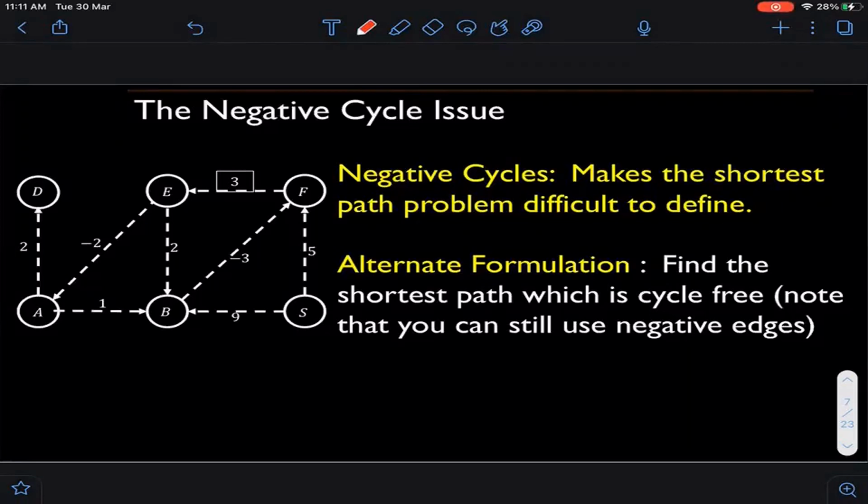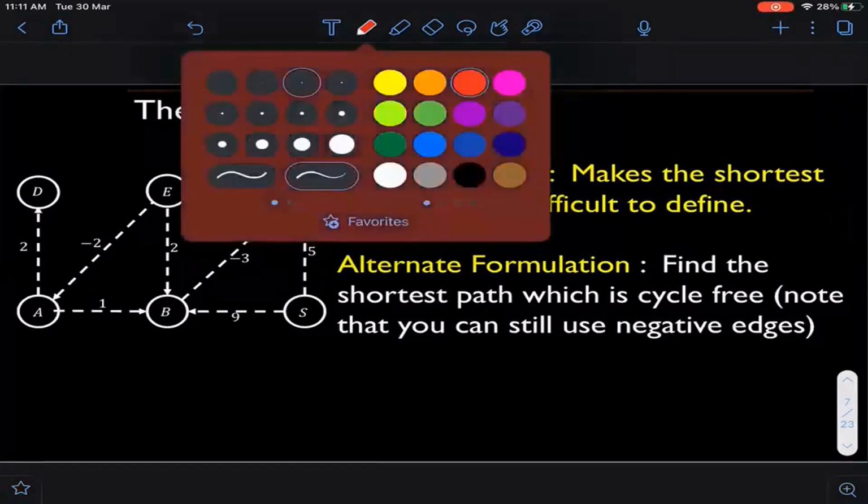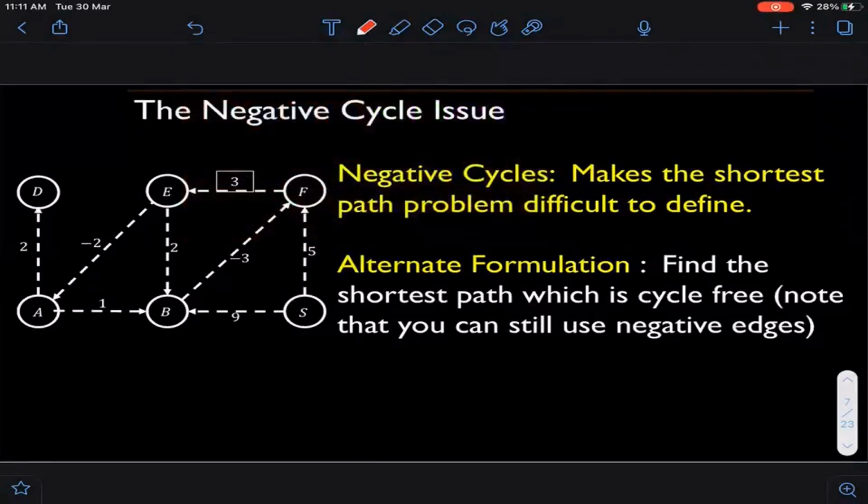Okay, is that clear? So I'm doing an alternate formulation now. For instance, what is a feasible solution to my problem now? Let's say I want to find the shortest cycle-free path from S to D. So what is a feasible solution? Well, a feasible solution could be this path.